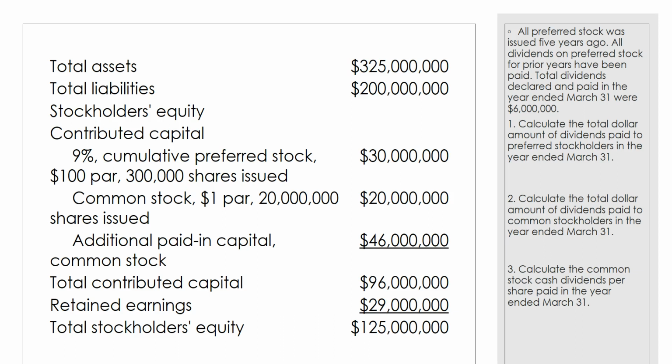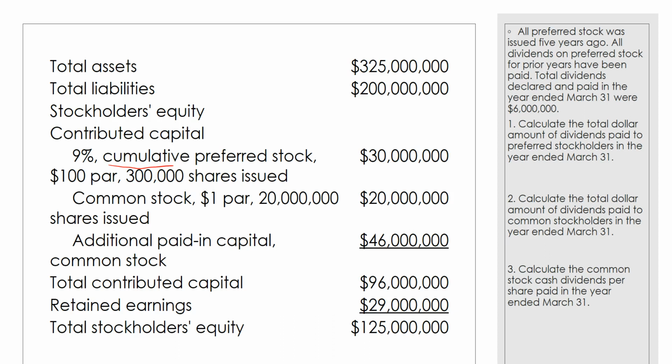So let's look at this example and let's see what happens. So we have a company. The preferred stock was issued 5 years ago. All dividends on preferred stock for prior years have been paid. So they're up to date. They're current. Now this is 9% cumulative preferred stock. We have dividends declared of $6 million.